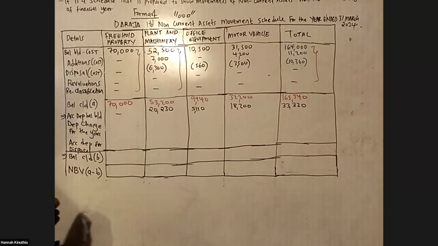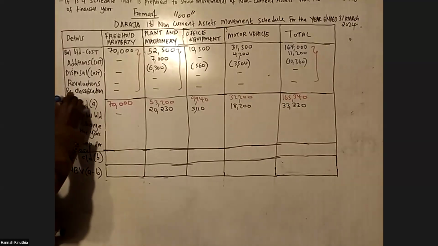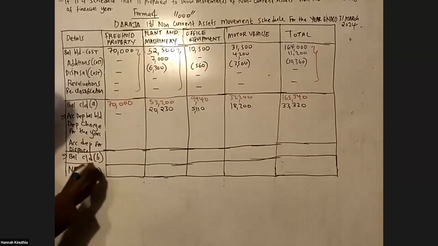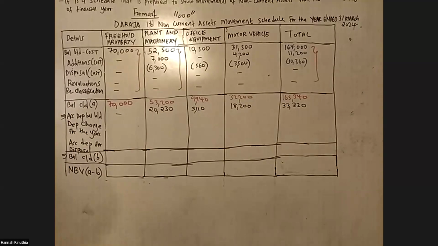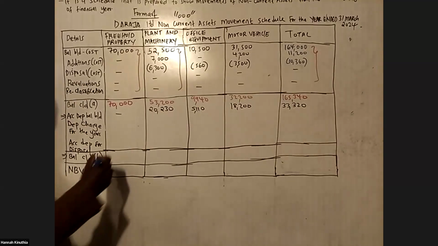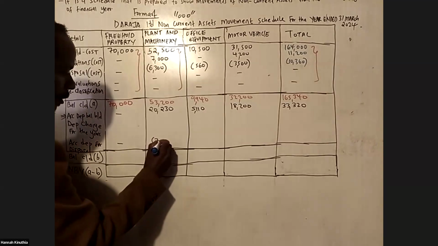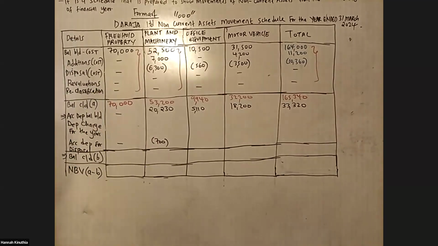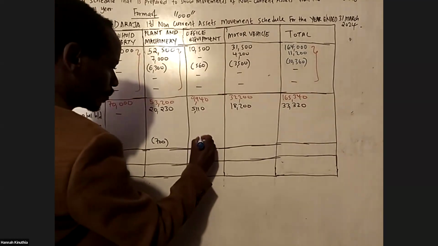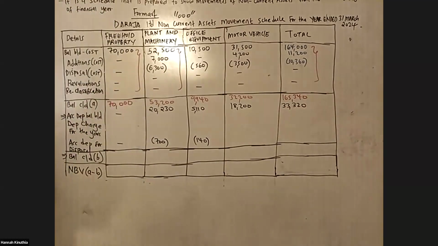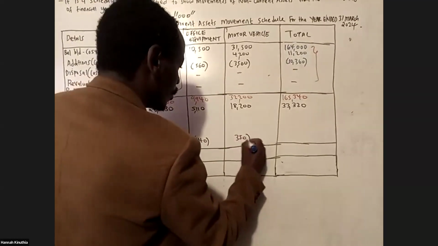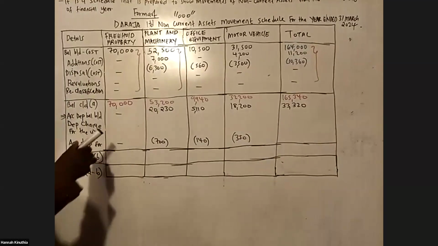So what's for freehold property? Accumulated depreciation pale hakuna. We don't have. What about for plant and machinery? 700, so be less 700. What about for office equipment? 140. What about for motor vehicle? 350. Now we need a working for depreciation charge for the year.